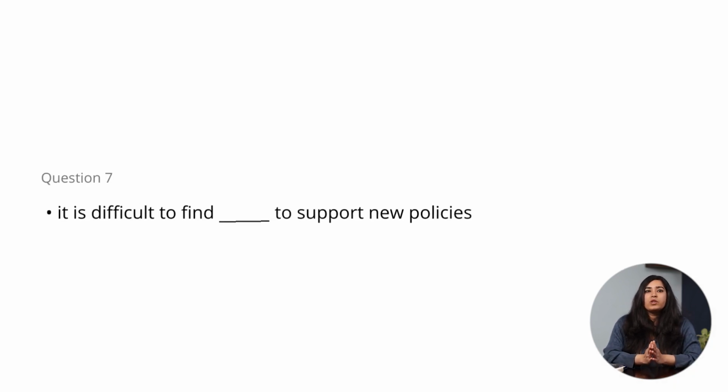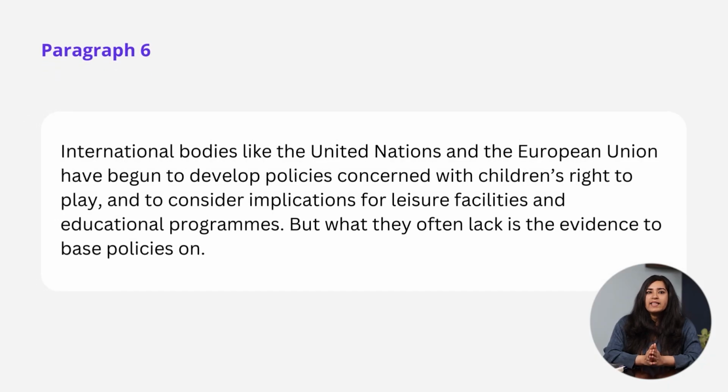For question 7, we're looking for why it's difficult to find something to support new policies. Let's see if we can find the answer in the next paragraph, which is paragraph 6. The answer can be found in the last sentence of the paragraph. But what they often lack is the evidence to base policies on. Lack of evidence is our key phrase. When you lack something, it means it's not there, in turn making it difficult to find. So here the answer is evidence.